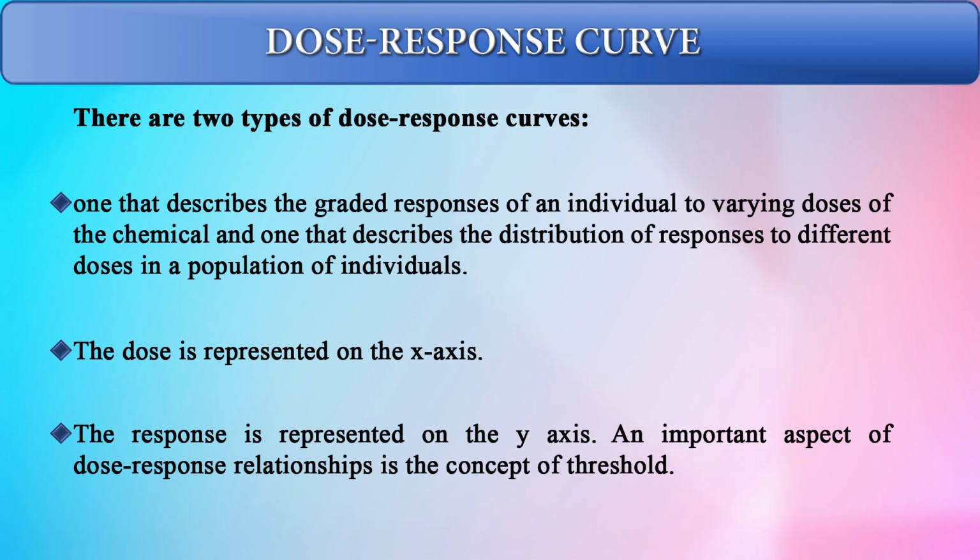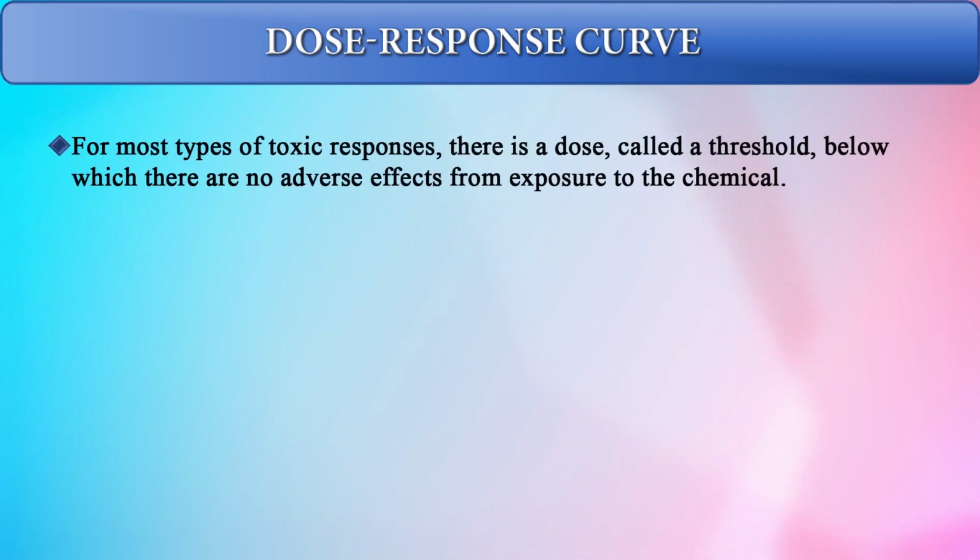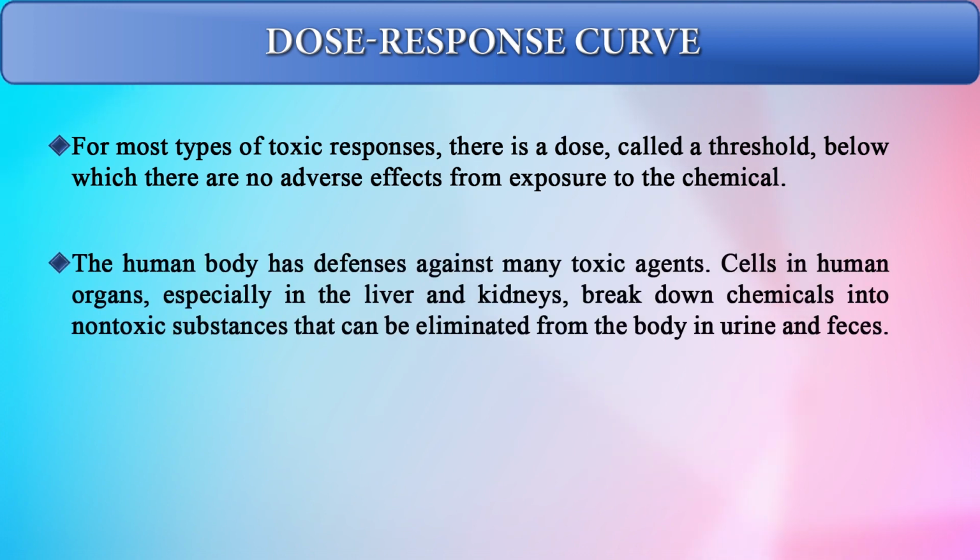An important aspect of dose response relationship is the concept of threshold. For most types of toxic response, there is a dose called a threshold, below which there are no adverse effects from the exposure to the chemical. The human body has defense mechanisms against many toxic agents. Cells in human organs, especially in the liver and kidney, break down chemicals into non-toxic substances that can be eliminated from the body with urine or feces.